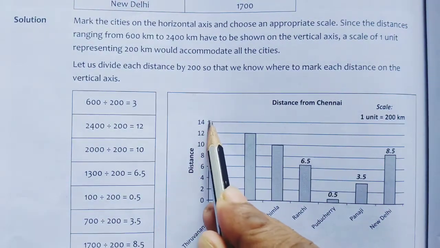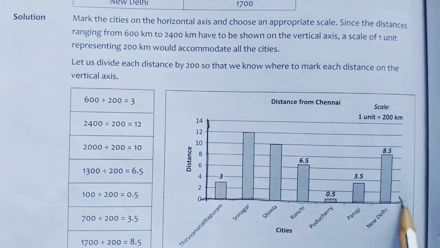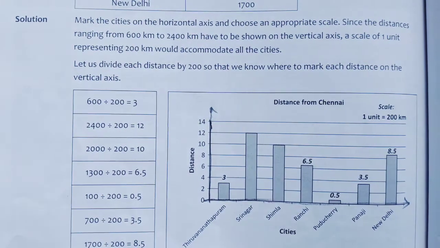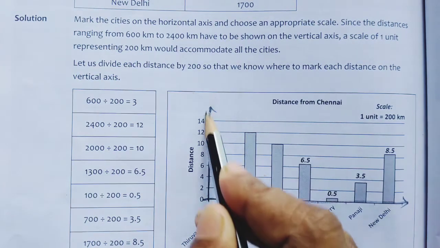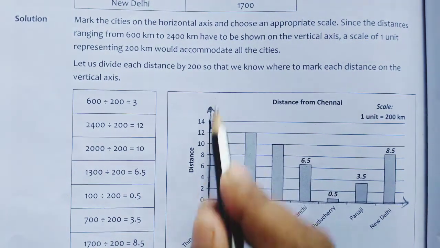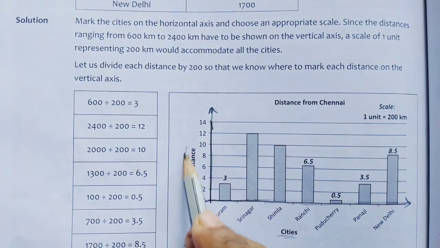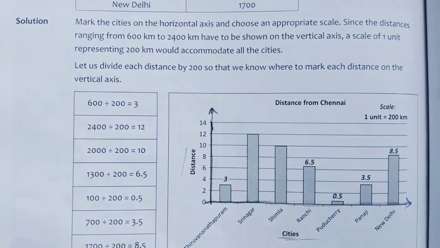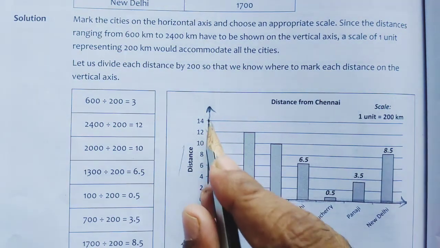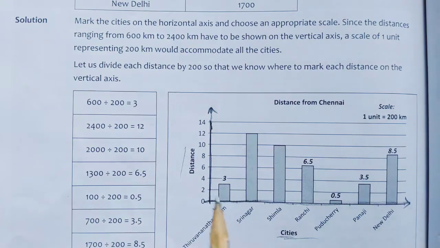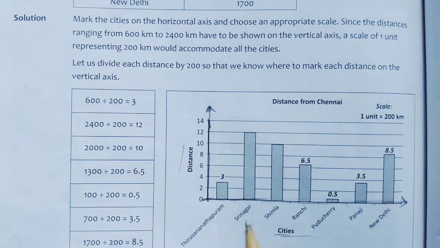So there are two lines, one vertical and one horizontal. These two lines are always perpendicular to each other. Now think that the vertical line shows distance and the horizontal line shows cities. Here is the distance 2, 4, 6, 8, 10, 12, 14. At first mark the cities on the horizontal axis and always choose an appropriate scale.